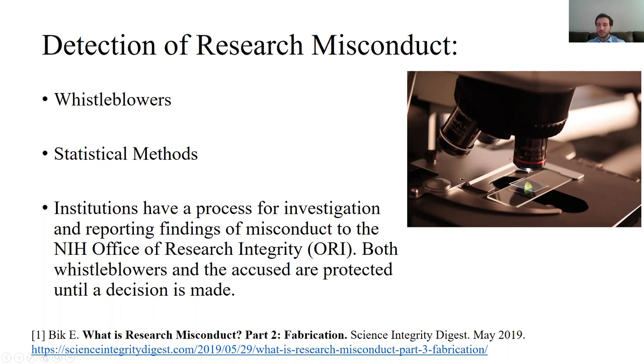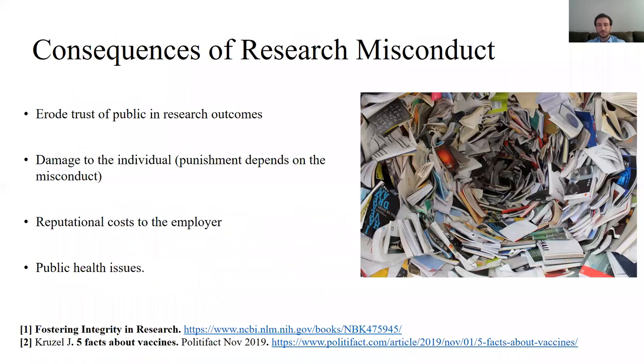Institutions usually have a process for detecting and investigating research misconduct, and both the whistleblowers and the accused are usually protected until a decision is made.